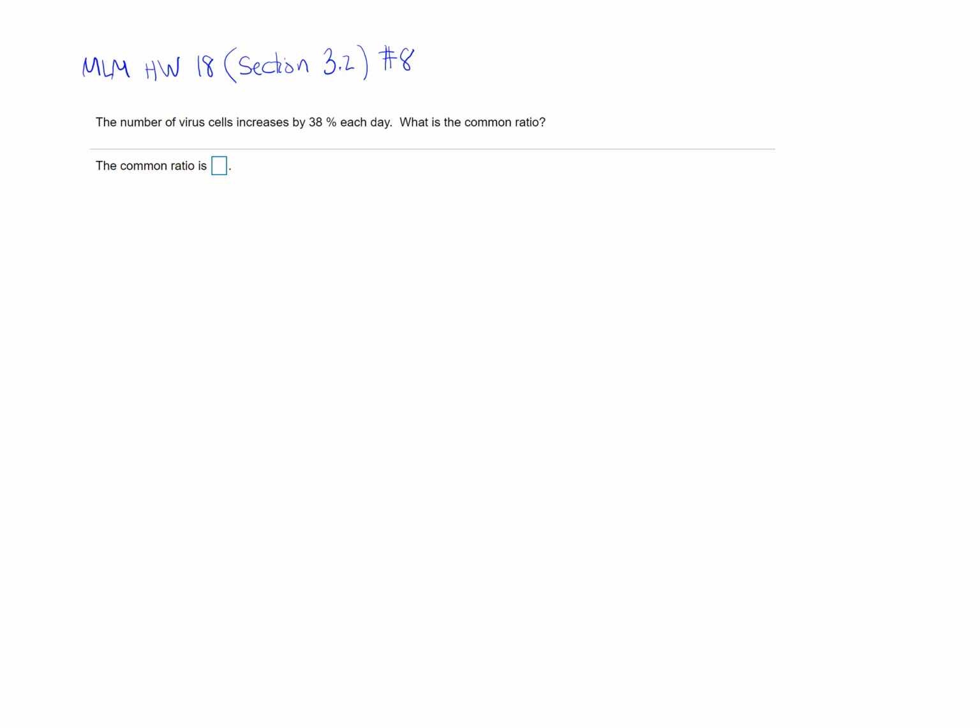This is question number 8 from the MyLab Math homework number 18, covering section 3.2. In this problem, we're told that the number of virus cells increases by 38% each day, and we're being asked, what is the common ratio?